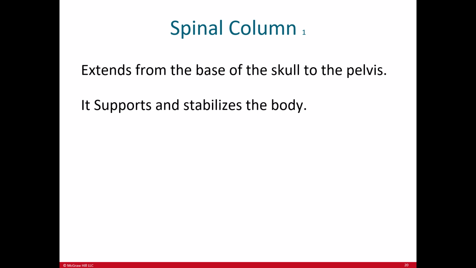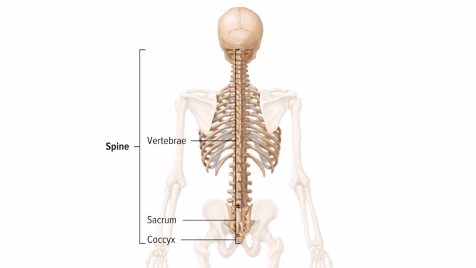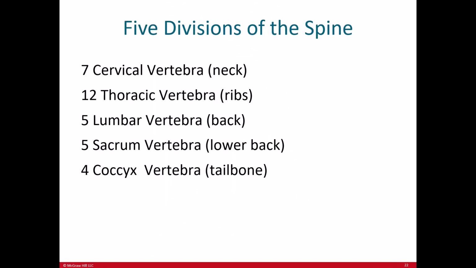Now we're going to talk about the spinal column. It extends from the base of the skull to the pelvis, and it supports and stabilizes the body. Let's look at the spinal column. So as you can see, the spine is made up of vertebrae, and at the end we have our sacrum, which is actually composed of 5 bones that fuse together over time, and then our coccyx, which is at the end. Let's break down our 5 divisions of the spine.